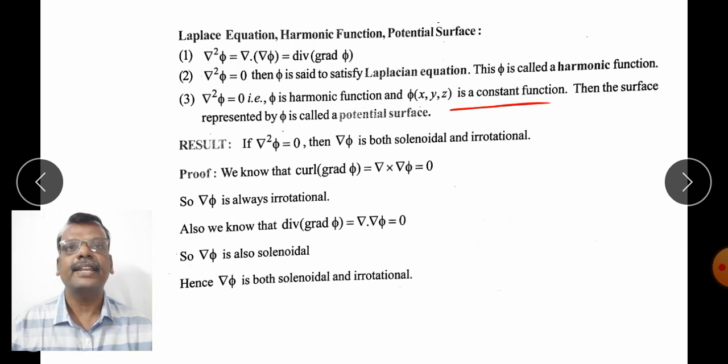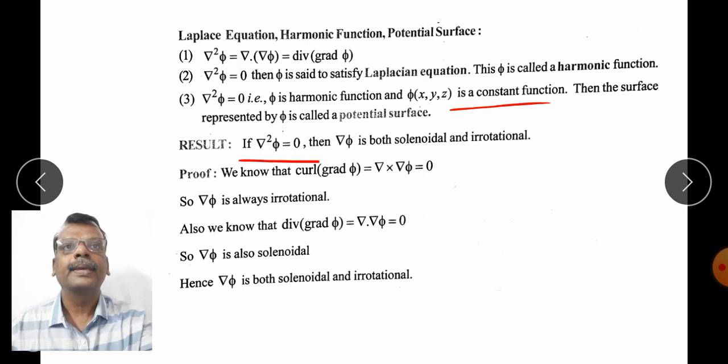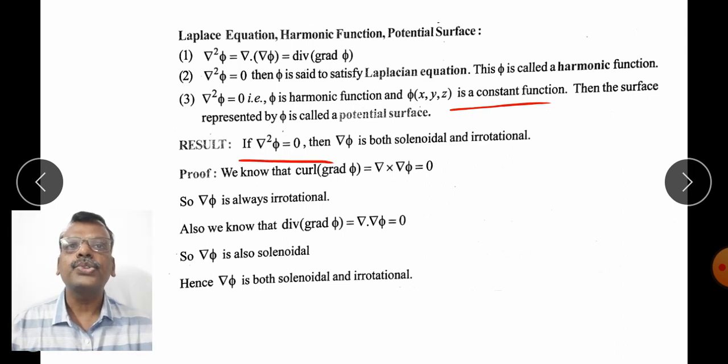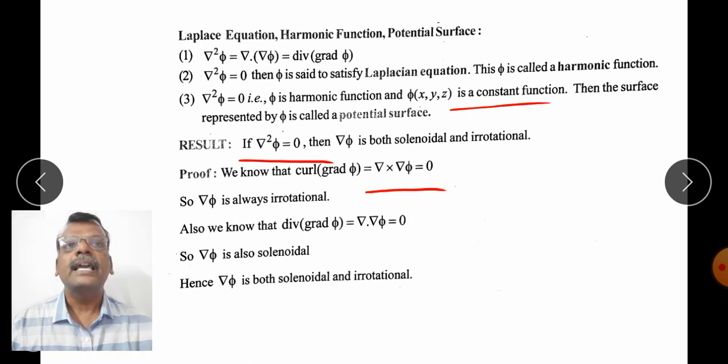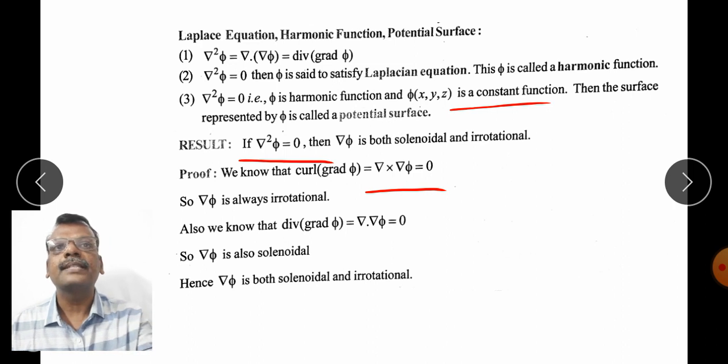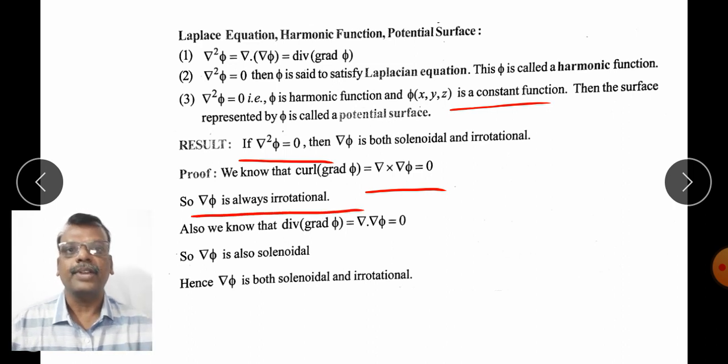Now let us define a result. If del square pi is equal to 0, then del pi is both solenoidal as well as irrotational. We know that curl of grad pi is equal to del cross del pi is equal to 0. That means curl of del pi is equal to 0, so del pi is always irrotational.